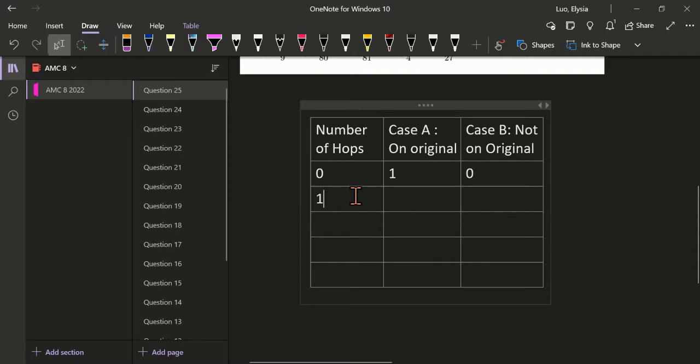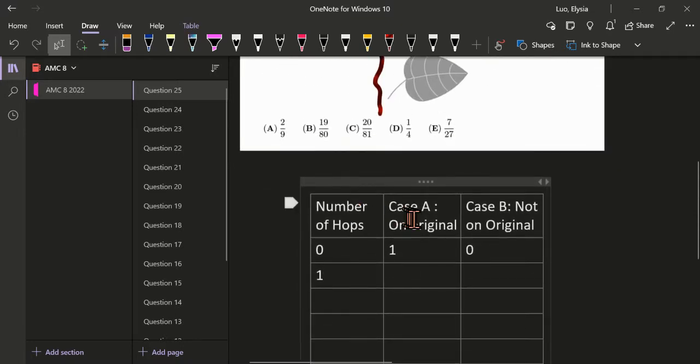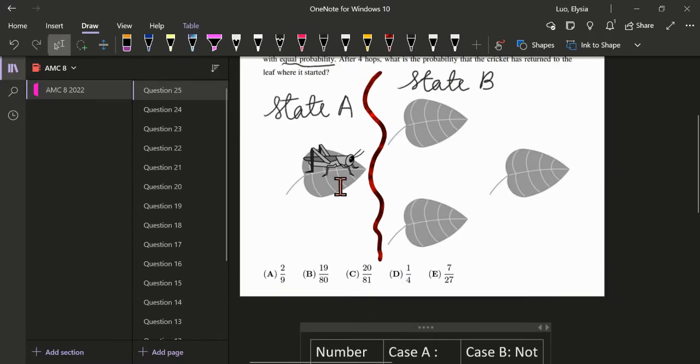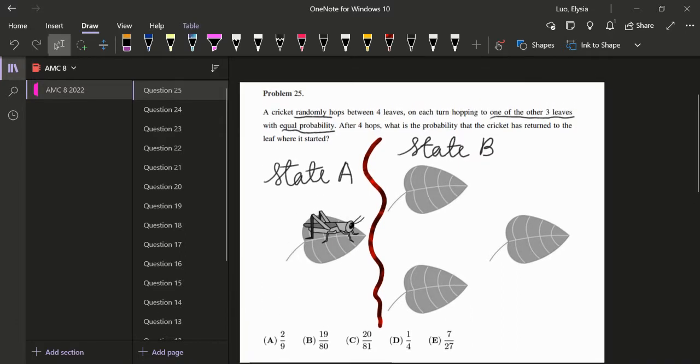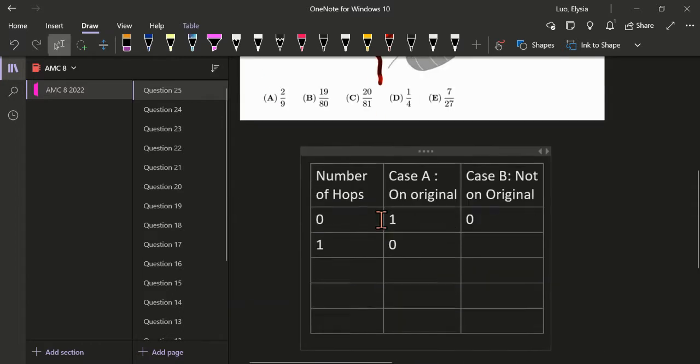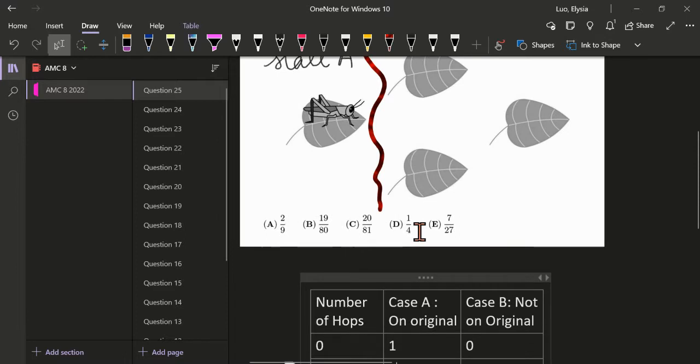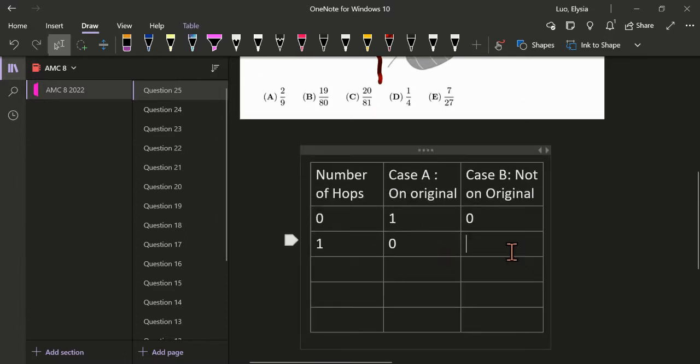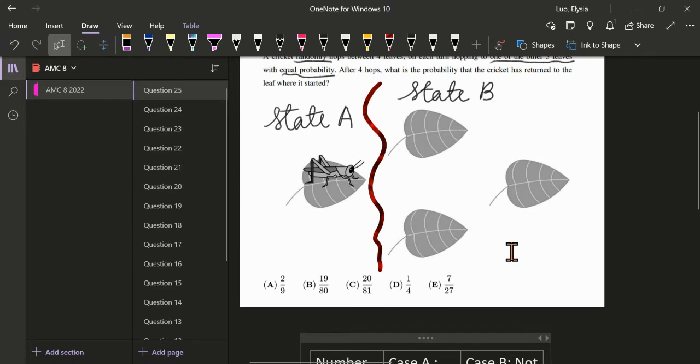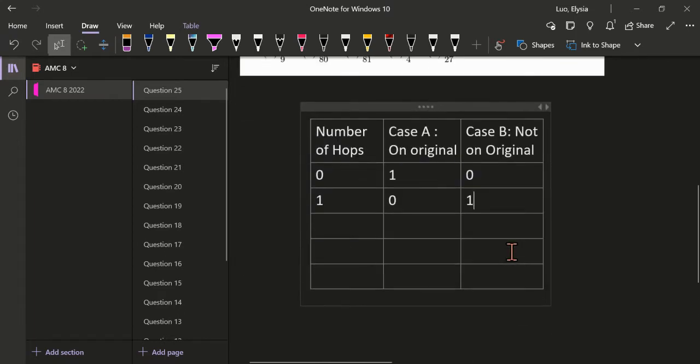Now, if you take 1 hop, for case A, the probability would be 0 because the cricket cannot hop onto the same leaf that it was on. It has to hop onto one of the other 3 leaves, like the question states here. So that would be 0. And for case B, the probability would be 1 because it has to be in state B. Now, this is where it starts to get tricky, so make sure you follow along and pause the video if you need to figure things out.